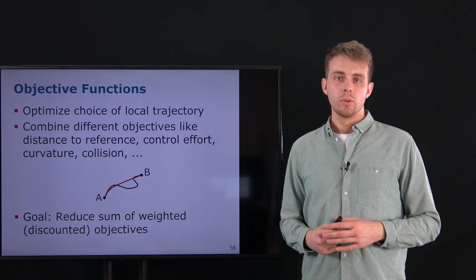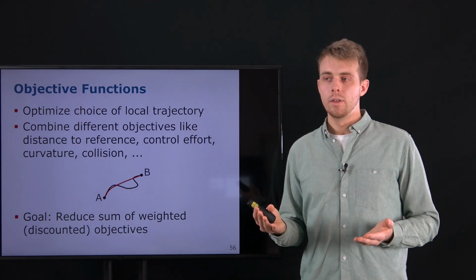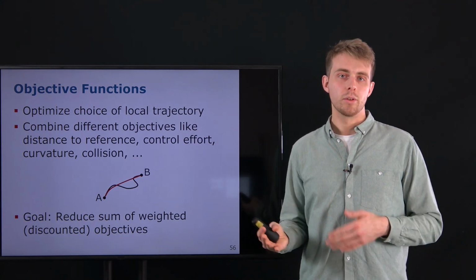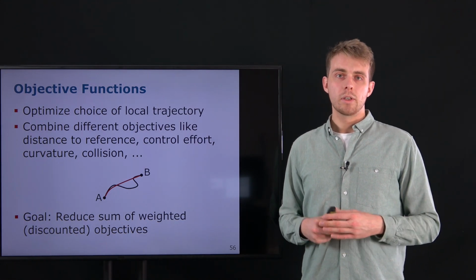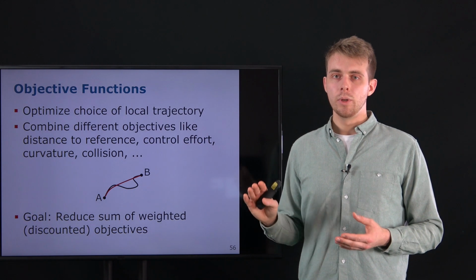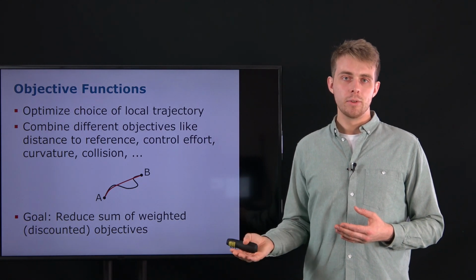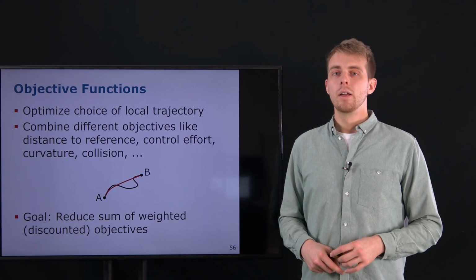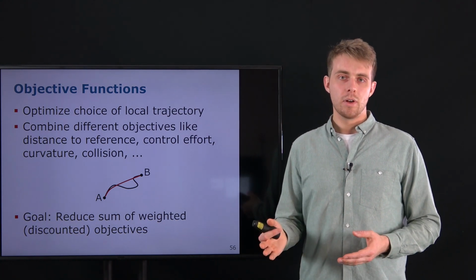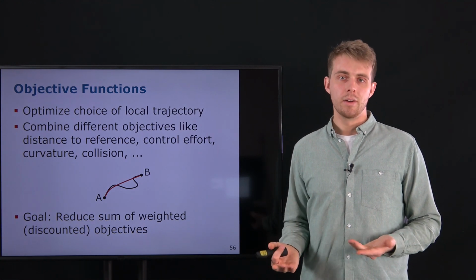And we can also weight them. If, for example, the distance to the reference is more important than the control effort, we can score them differently or weight them differently, and also discount them. Since we say, okay, if we have a collision 10 seconds into the future, it's not that important because in 10 seconds the situation might change, and then it's still okay to follow this path for the first second, and then we replan anyway.